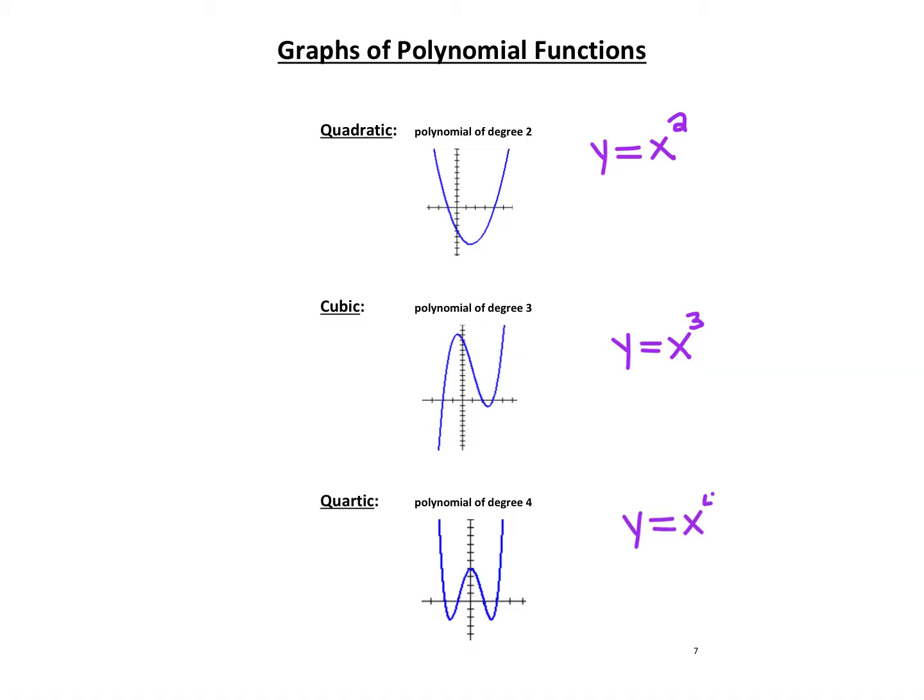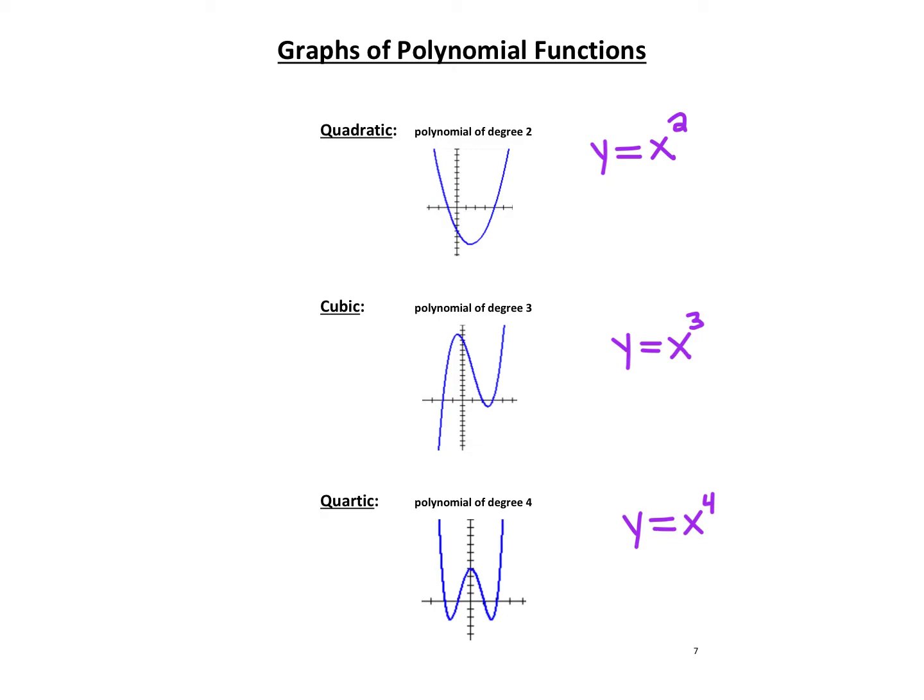And again, if you had other terms after it, as long as the exponents were smaller, like if you had y equals x to the 4th plus 2x cubed plus 3x squared minus 4x minus 1, as long as your biggest exponent is a 4, we would call that a polynomial of degree 4.